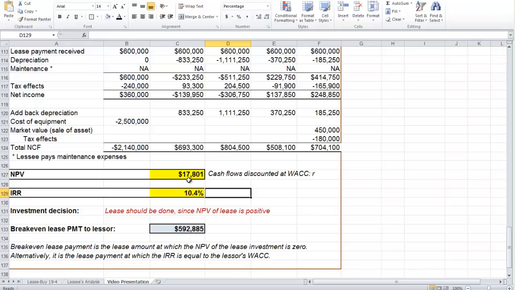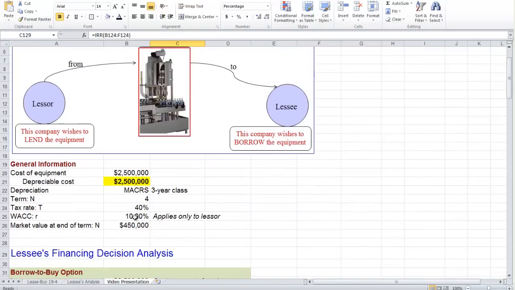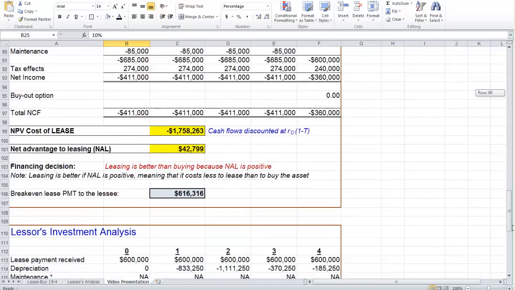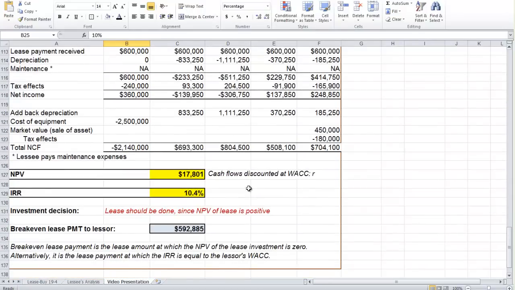So the NPV is positive. The IRR of 10.4%, as you can see, if I go up here, is greater than the cost of capital of 10%. So since the NPV is, let's go back down here. Since the NPV is positive, we accept the project. All right, the lease should be carried out since NPV is positive.